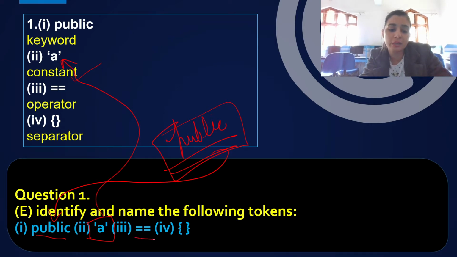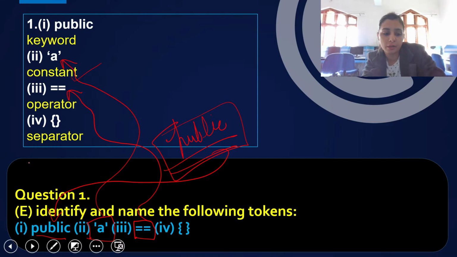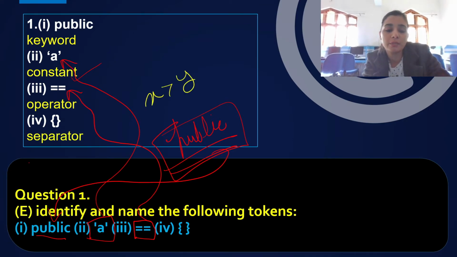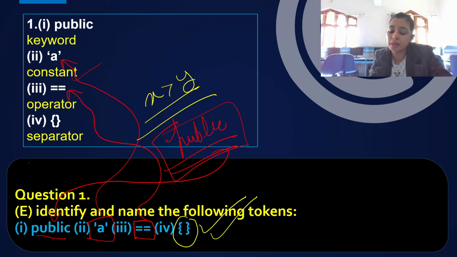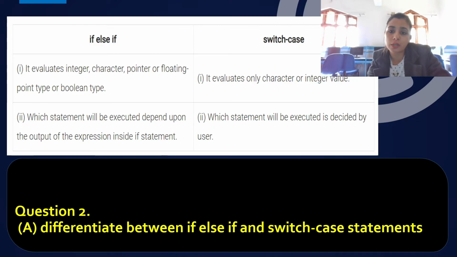Next we have the double equals to, which is called the relational operator. This is the relational operator, right? It does the comparison between two variables' values. Next we have the separator. So the separator, this is curly brackets. So these questions are very easy.